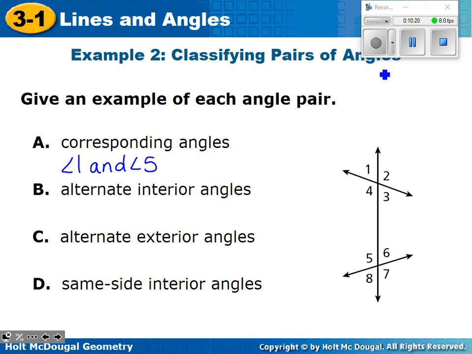And it just says give an example. Even though there's multiple options there, just pick one. So angle 1 and 5 would be corresponding. Remember, corresponding is the same position. They need to look like they're in the same position.